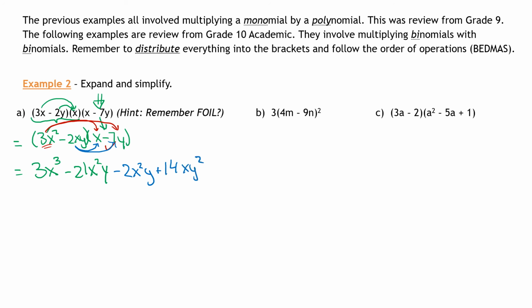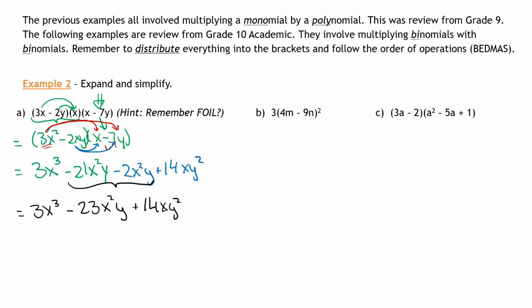Do we have any like terms here? So take a look. Does anything match? Yep. Right here, we've got x squared y. So my final answer is going to be 3x cubed, sorry, and then there's a negative 21x squared y minus 2x squared y. That gives us negative 23x squared y. And then the 14xy squared.